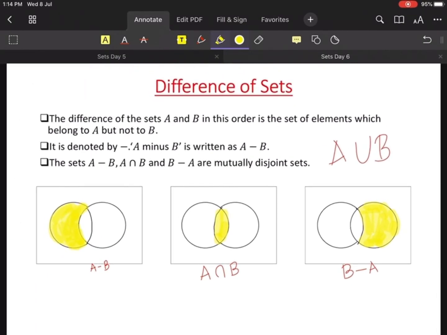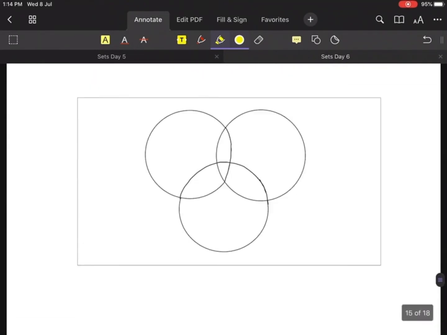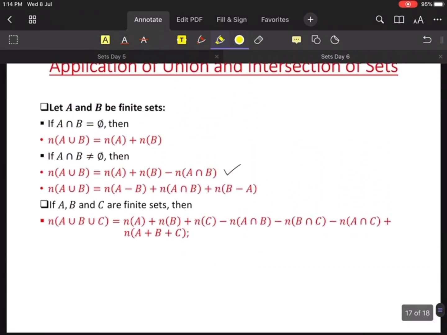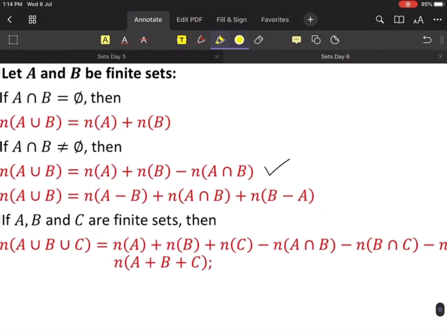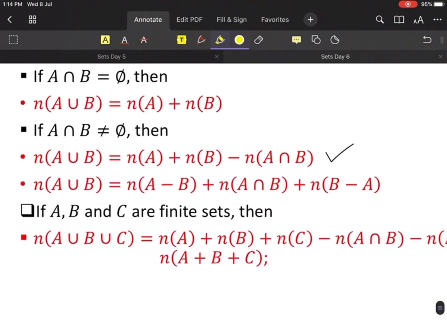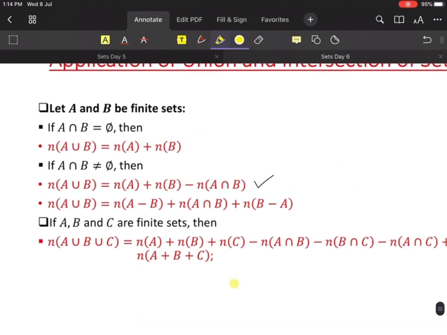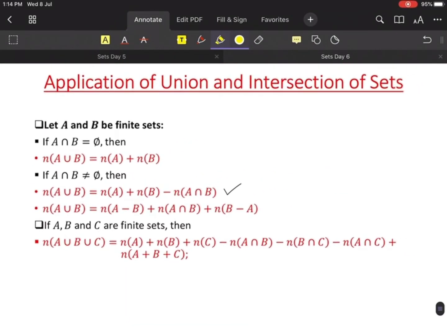Now tell me, if I add these three regions, what do I get? I get the region of this whole thing, right? Yes or no? Yes, sir. And this whole thing is A union B, right? Understood? And from there only this formula comes. Number of elements of A minus B, number of elements of A intersection B, and number of elements of B minus A is equal to number of elements of A union B. Understood? Clear?